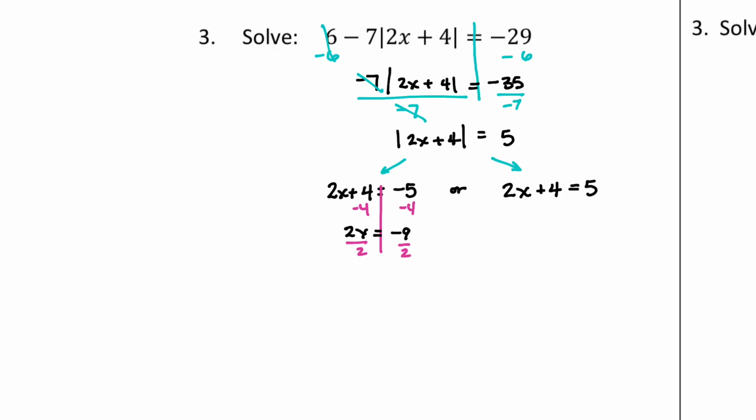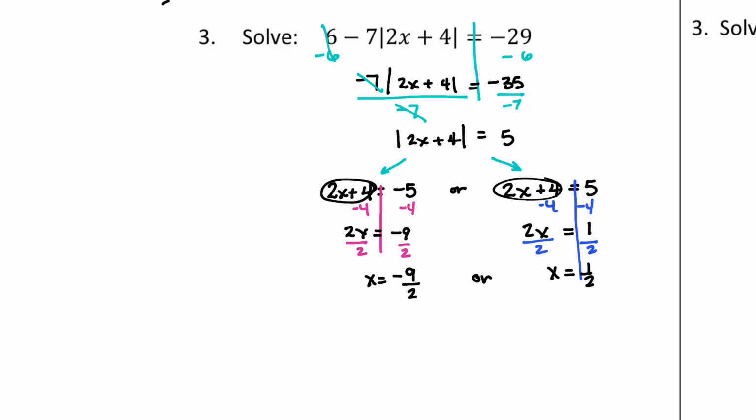And don't panic that it's a fraction, it's okay. So negative 9 halves. And on the other side, minus 4, we get 2x equals 1. Divide by 2, and we get x equals 1 half. Okay, and you've probably already noticed that the pink steps and the blue steps are identical. And that's because this and this are identical. You have to get x by itself by doing the same things.